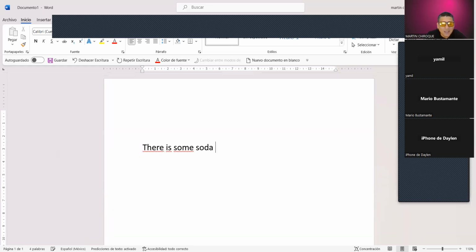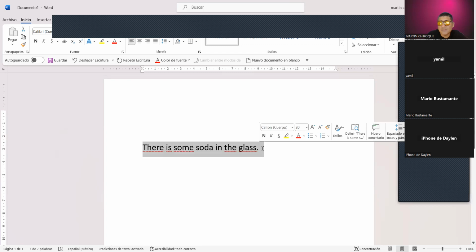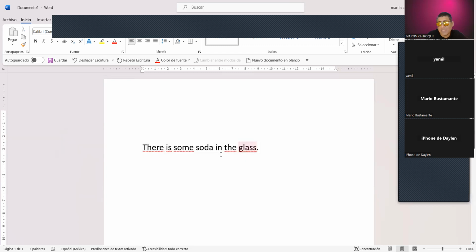Okay, there is some soda in the glass. In the glass. Glass is vaso. ¿Qué dije aquí? There is some soda in the glass. Hay algo de soda en el vaso. But what is the meaning of soda? Soda, refresco. No, refresco gaseosa. Bueno, yo lo conozco acá como gaseosa.